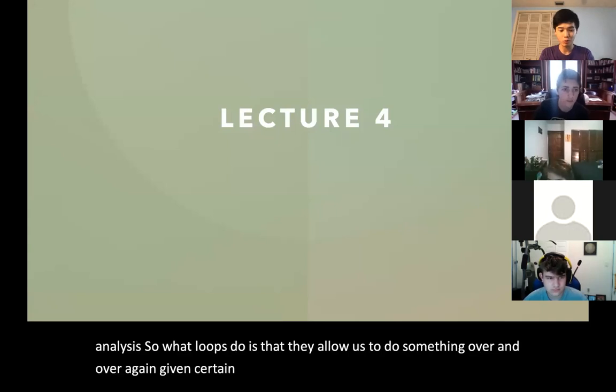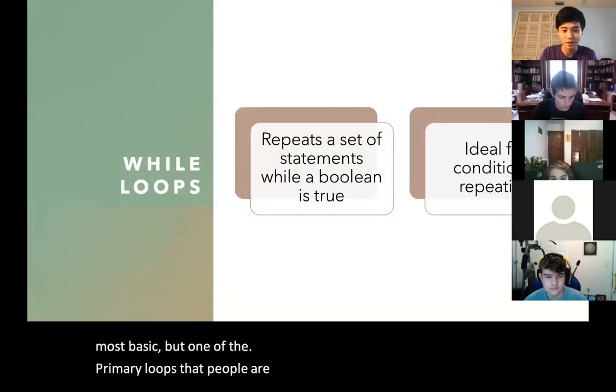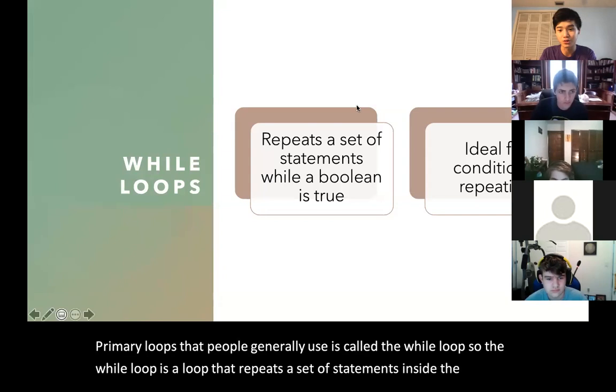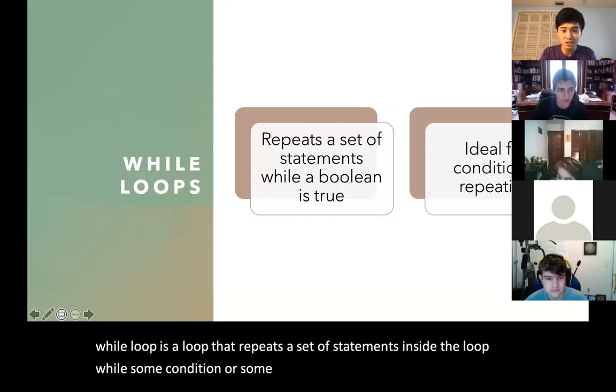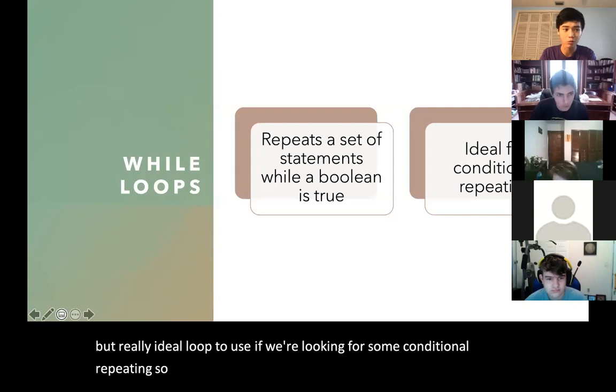One of the primary loops that people generally use is called the while loop. The while loop is a loop that repeats a set of statements inside the loop while some condition or some Boolean is true. So this is an ideal loop to use if we're looking for some conditional repeating, like when a condition is true.